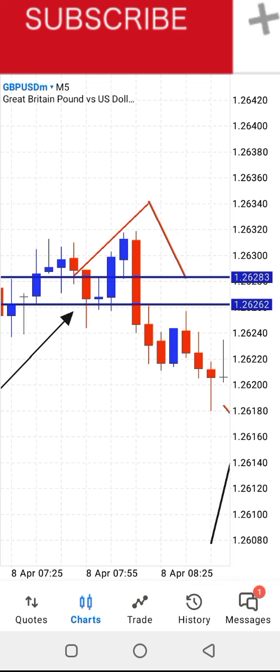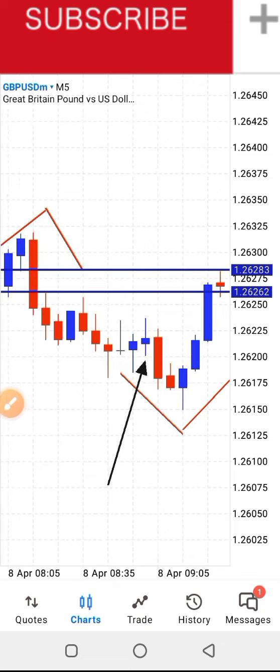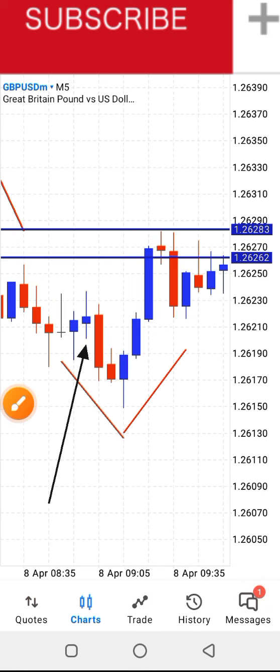Good. So let's go on to the next example. All right, I think price later got there, right here, and gave us a very small sell. Okay, so look at this example now.